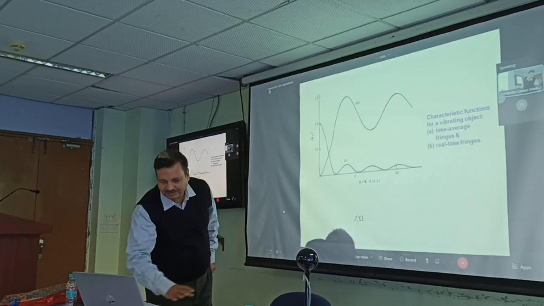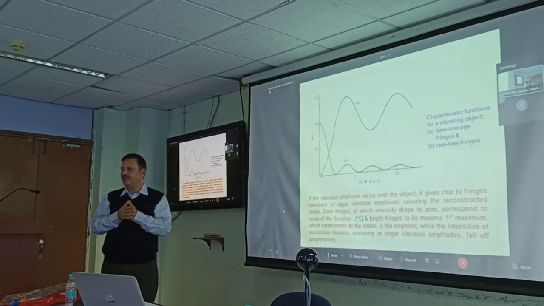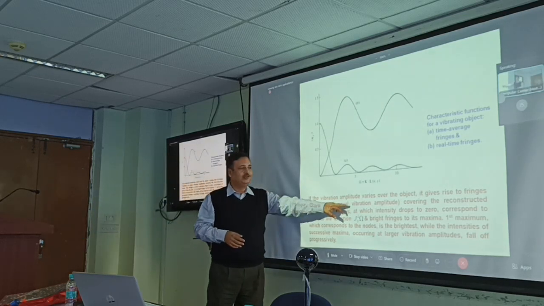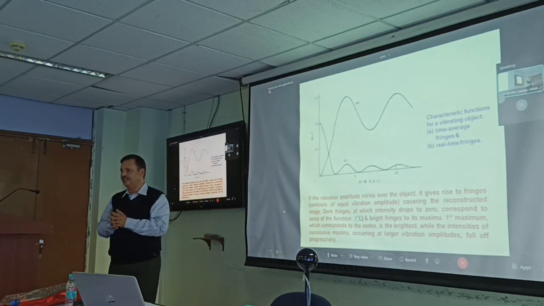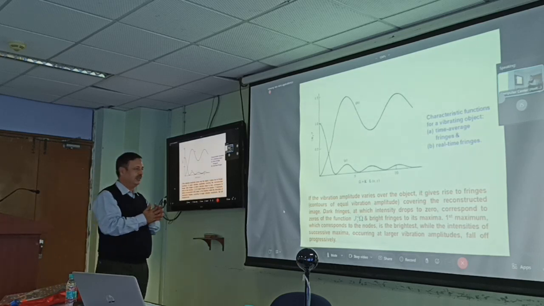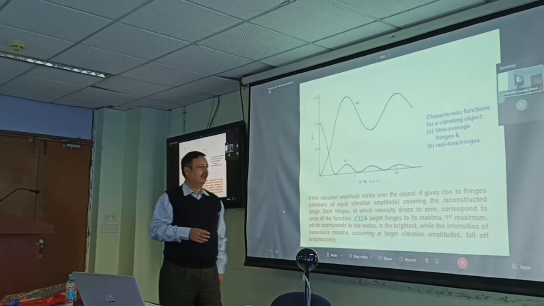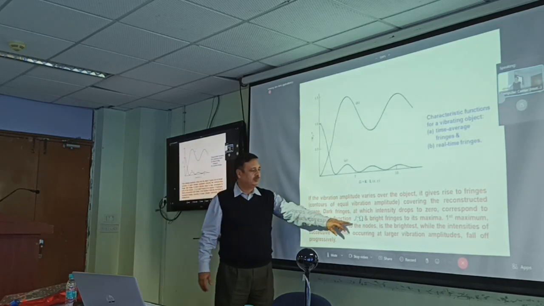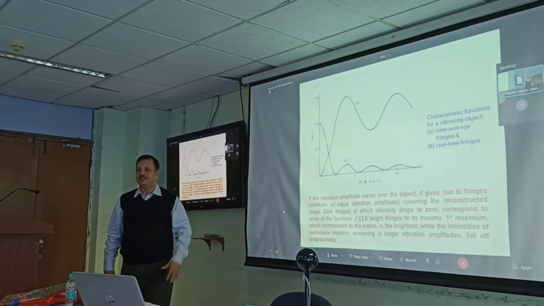So what do you observe here? That the vibration amplitude varies over an object. It gives rise to fringes, which are the contours of equal vibration amplitude, that cover the reconstructed image. You will have the dark fringes, where the intensity drops to 0. They correspond to the zeros of the function given by this expression. This is the Bessel function. And bright fringes correspond to its maxima.